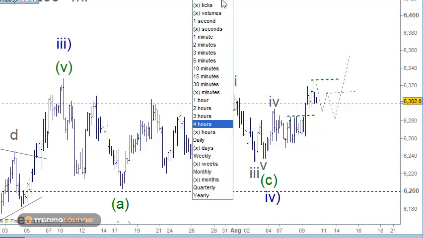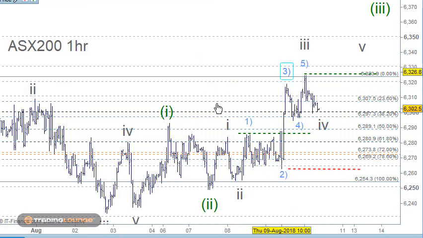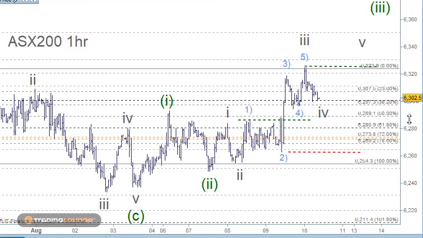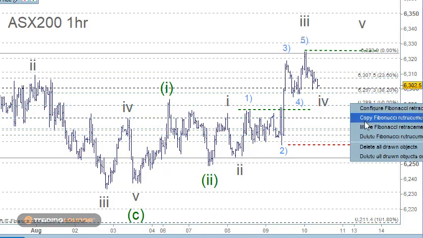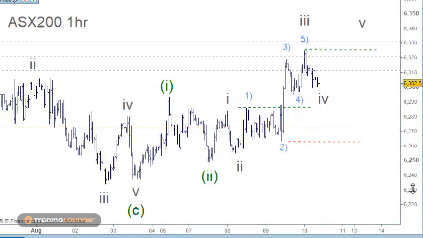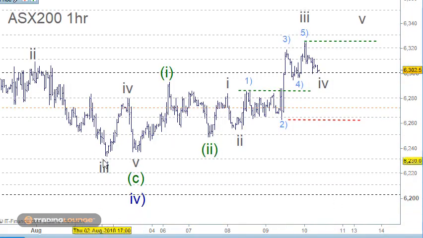I'm just going to go into the hourly chart here and talk about this for a moment. I'll just remove this here. I'm being conservative and calling this wave 3, wave 4, and wave 5 here for wave C of 4, and the correction completing.